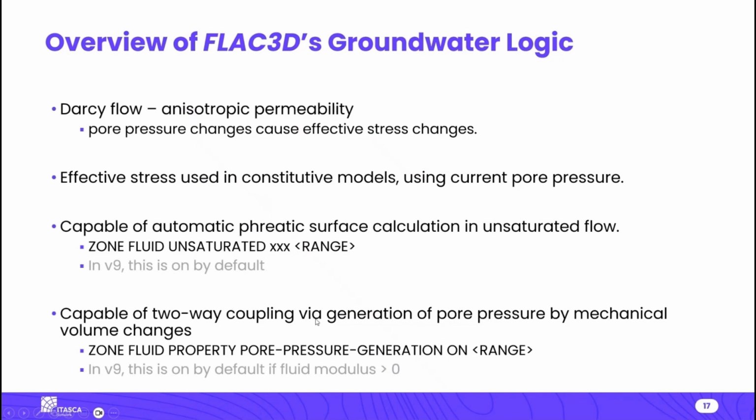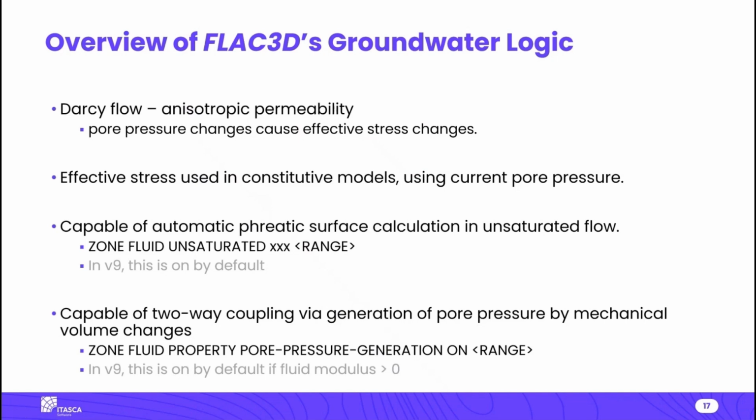You can have, again, two-way coupling via generation of pore pressure by mechanical volume changes. Imagine you squeeze a pore space, it's going to cause the pore pressure to increase. If you relax the pore space, it will cause the pore pressure to decrease. If you want to see this effect, you need to give this zone fluid property pore pressure generation on command in version 9.1 and above.